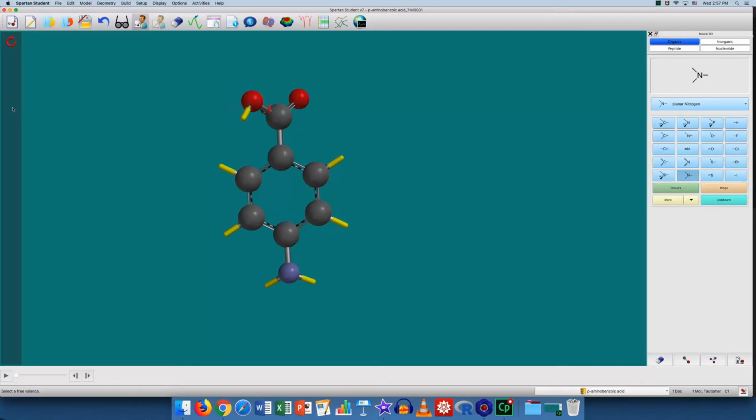Now, you can play with it and practice a little bit, but make sure that in the end, this bond is turned so that the hydrogen on the oxygen is pointing away from this hydrogen on the carbon.